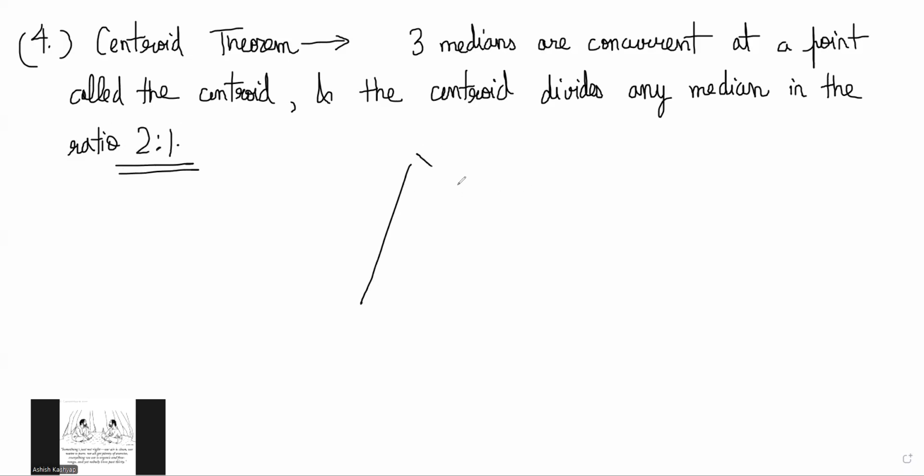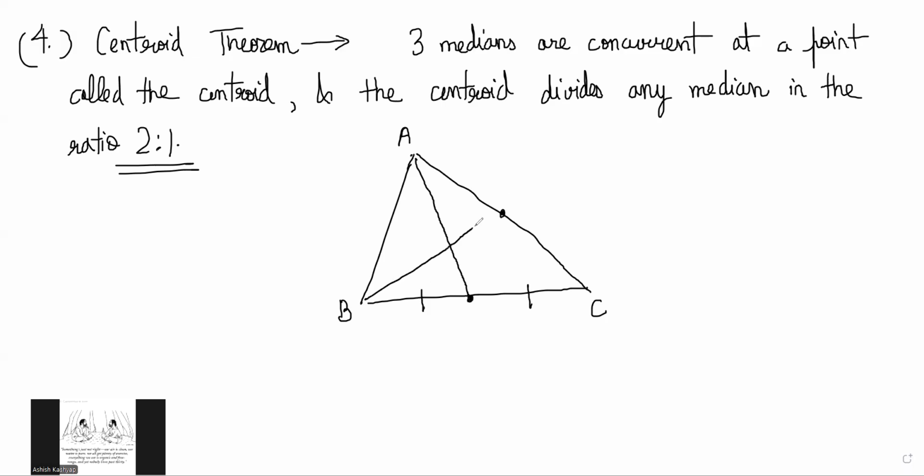So basically, first of all, what is a median? It is a line from a vertex to the opposite midpoint. So this is a median. Similarly, this will be a median, and this will be our centroid. The point of intersection of any two of them will give us the centroid's location. The third median will also intersect here at G. And what we are saying is the AG by GD ratio will be the same as the BG by GE ratio, and will be the same as 2:1.